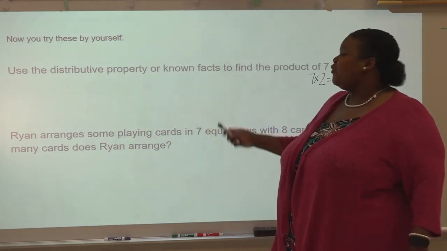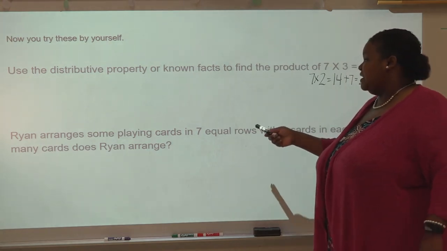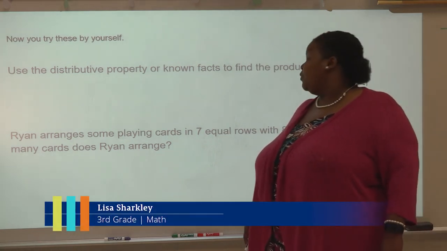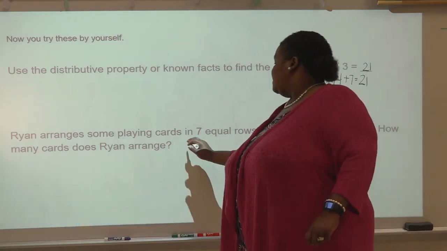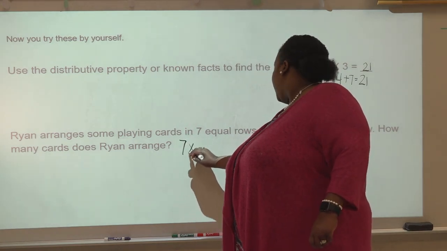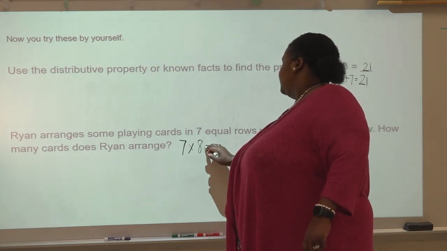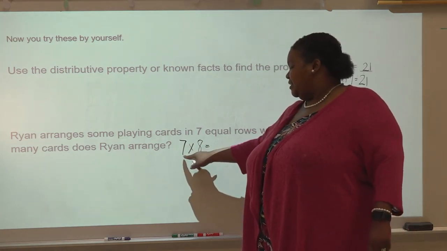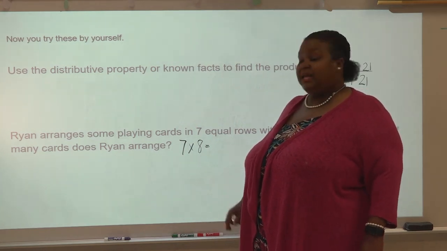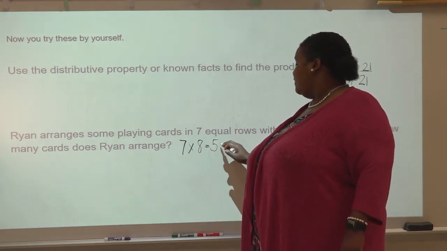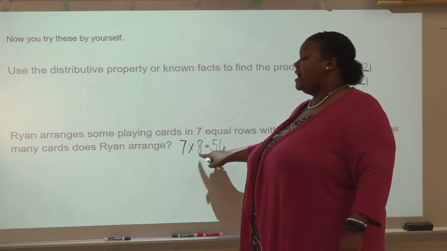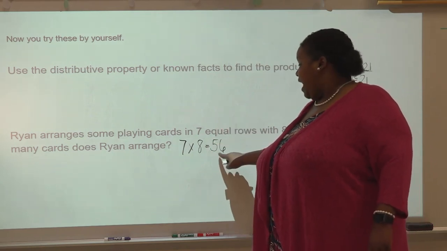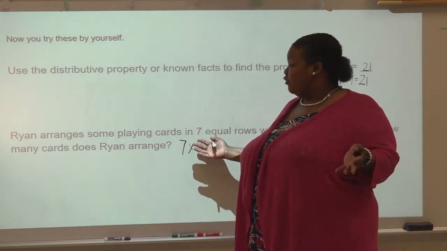And the last one. Ryan arranges some playing cards in 7 equal rows with 8 cards in each row. How many cards does Ryan arrange? Okay, so this is asking me 7 times 8. Now I know a trick about 7 times 8. When I see a 7 and an 8 together and I'm multiplying, I say 5, 6, 7, 8. 7 times 8 equals 56. Again, 5, 6, 7, 8. That's a trick that I know.